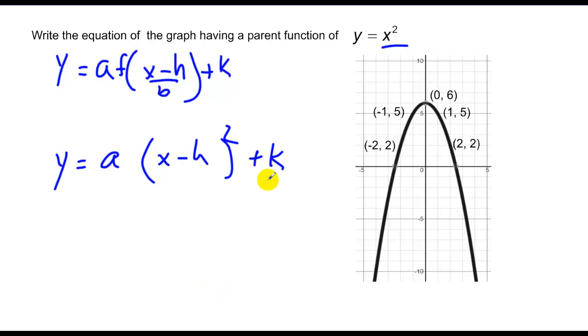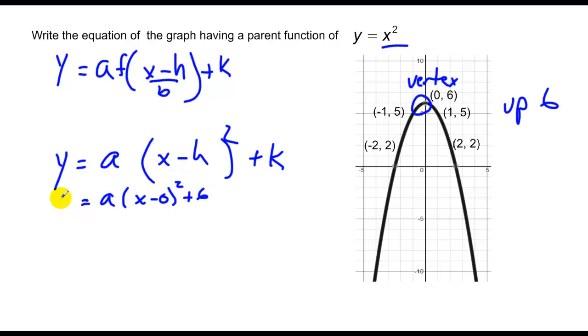Now, the nice thing is, in every parabola, you're probably going to have the vertex. And that vertex, which is usually at 0, 0, has probably been translated. You'll notice this has been translated up 6. Up refers to the k value. So what I'm going to do is substitute a 6 in for this k, and since it hasn't moved over at all, I'm going to call my h 0. So I have a, which I still don't have, times x minus 0 squared plus 6 equals y.